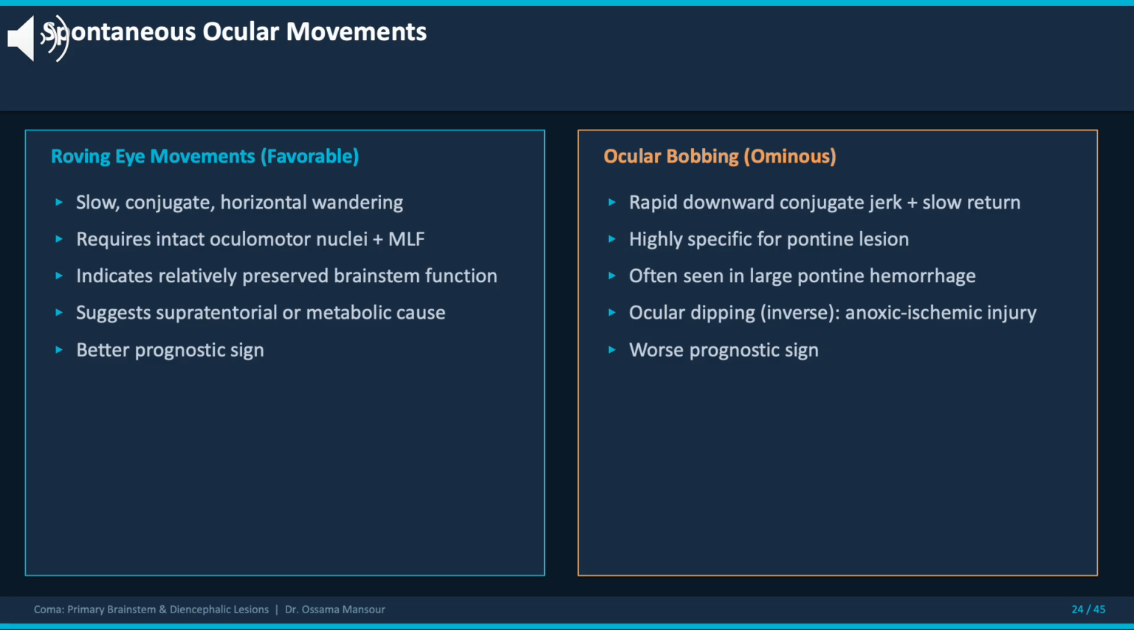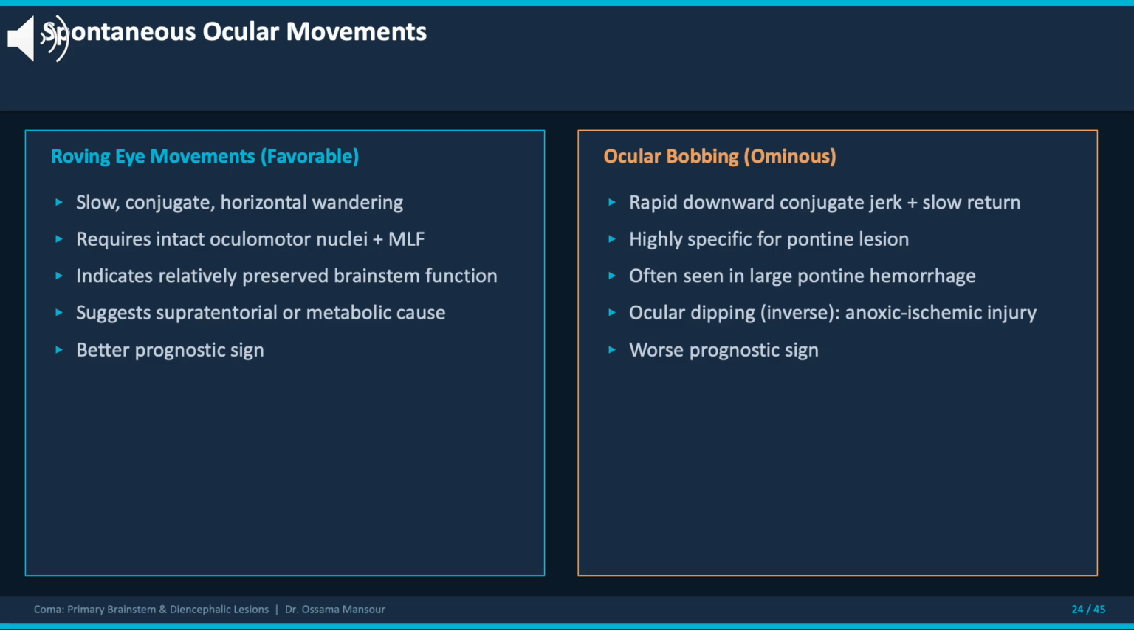Think about the complexity of the neural circuitry required to generate smooth, conjugate, coordinated horizontal movements. It requires intact function of both abducens nuclei, both oculomotor nuclei, and the medial longitudinal fasciculus connecting them. The presence of roving eye movements therefore suggests relatively intact brainstem function, implying that the cause of coma is more likely supratentorial or metabolic rather than a destructive brainstem lesion.